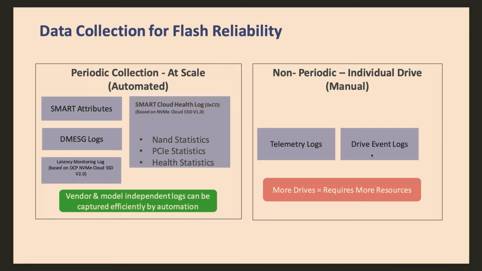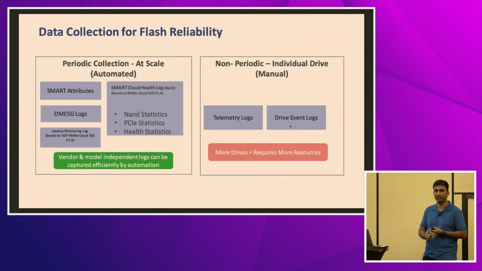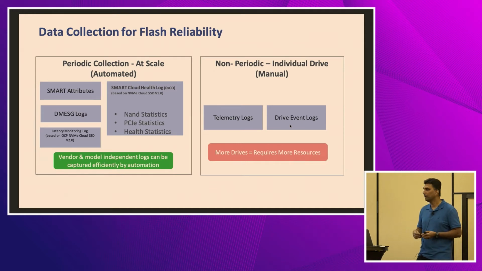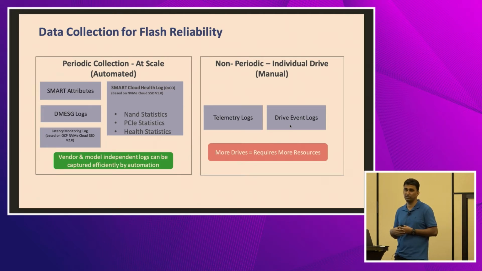Some of the things which happen automated is we capture all the SMART attributes and the dmesg logs. Then we have the OCP cloud spec cloud health log page, which is defined in the OCP spec. There are a lot of interesting statistics which are defined in there. We capture them as well. And then we have the new addition called the latency monitoring log, which got added to the OCP, which we basically pull and save.